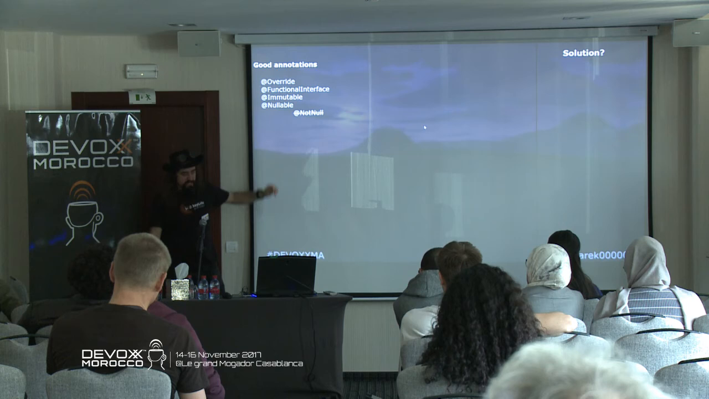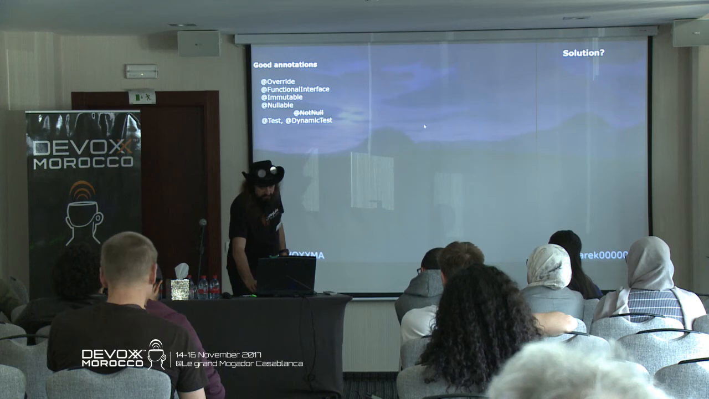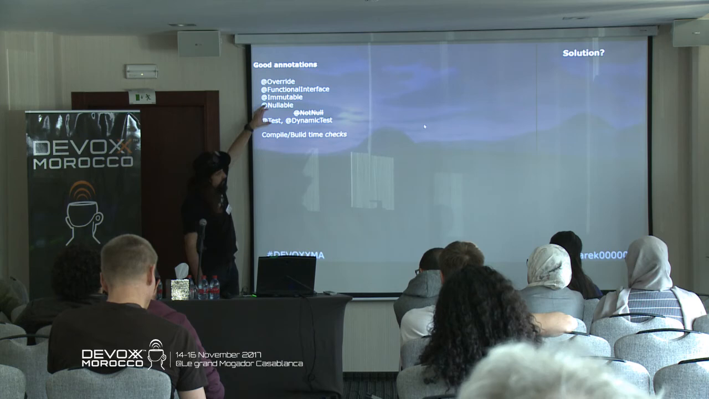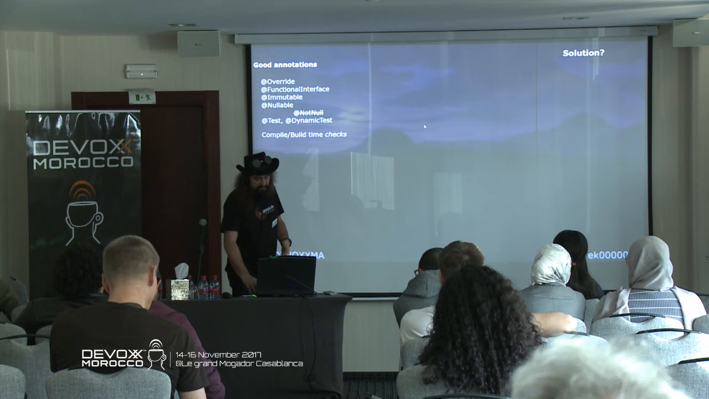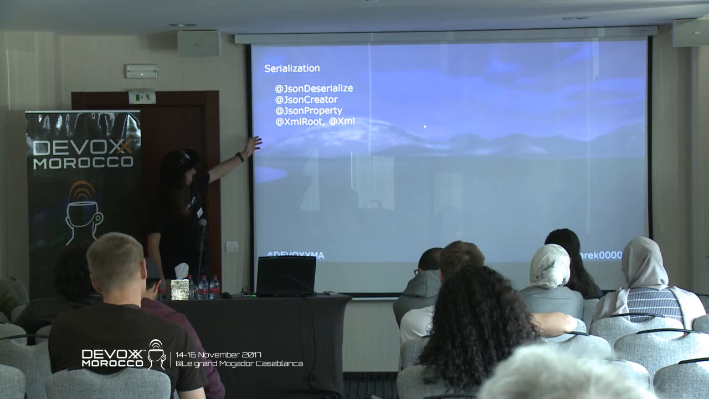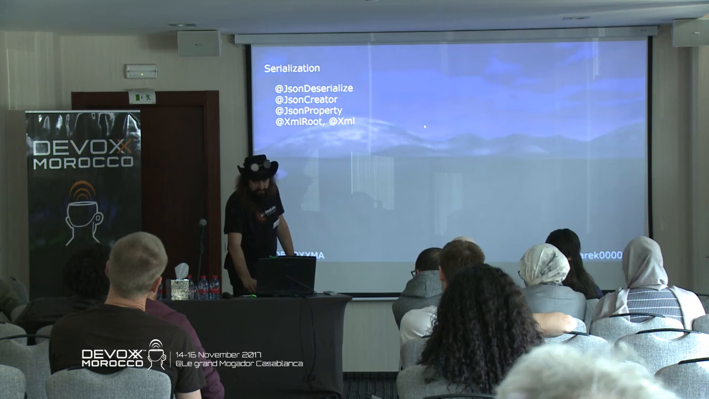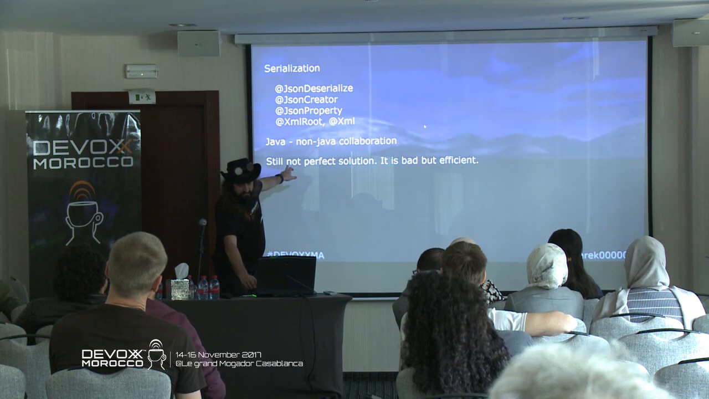Test and dynamic tests, those are good annotations. I think all the annotations that help the compiler or your tools are cool, because those are proven at compile time, and they help you build cleaner, more proven, more secure software. Other annotations are JSON serialization, XML. Whenever you go from the Java world to another world, at the moment there is no better way of writing this than annotations. So Java and non-Java collaboration. I think it's not a perfect solution. For instance, in Scala they do it better, but in Java it's the best at the moment, I would say.